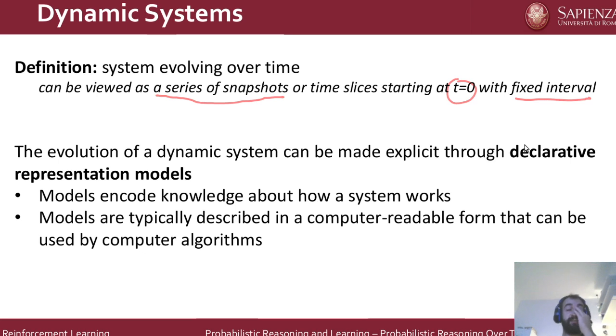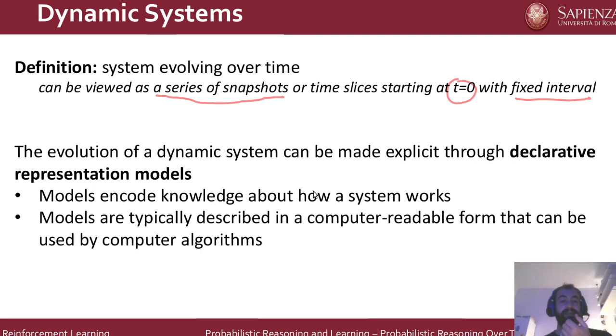Is this realistic? Might be a question. The answer is yes and no. It's up to how you are implementing your system and how you're dealing with it. Of course, real-world systems don't have this kind of slicing or fixed intervals, but you can try to get data at fixed intervals. You can try to control your system at fixed intervals, so you get as close as possible to the situation being described here.